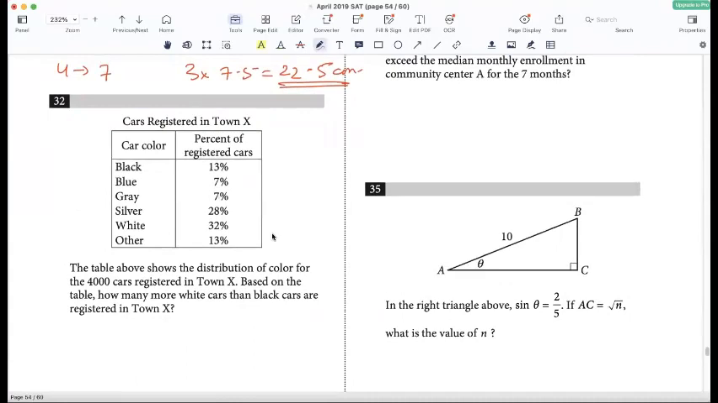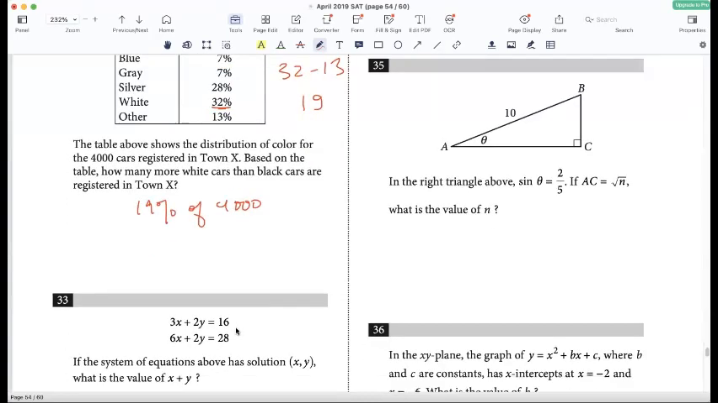The table above shows the distribution of color for the 4,000 cars registered in town X. Based on the table, how many more white cars than black cars? White, then black. So 32 minus 13. So 19. So 19% of 4,000, which is 19 by 100 times 4,000. So that's 4 nines are 36, 760, right?